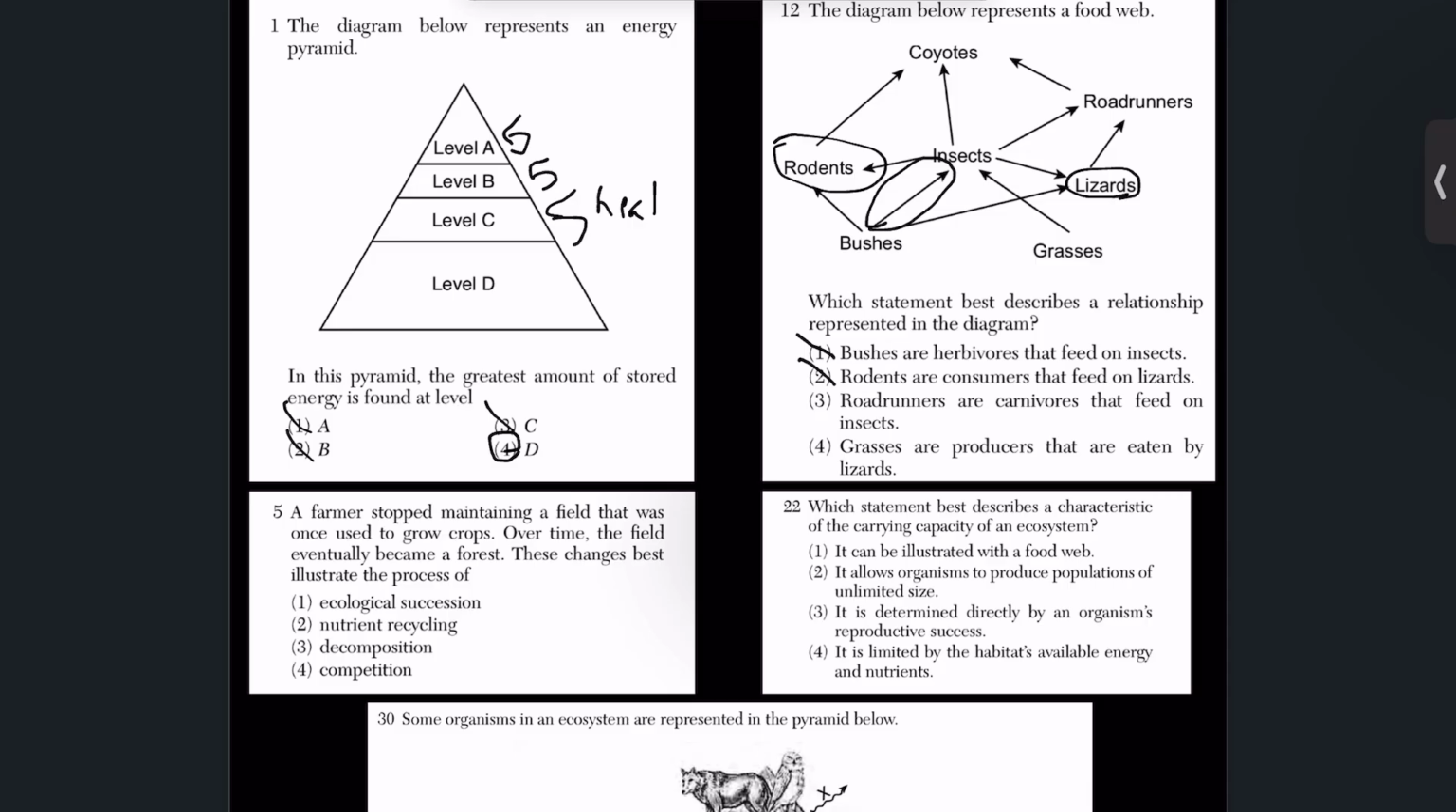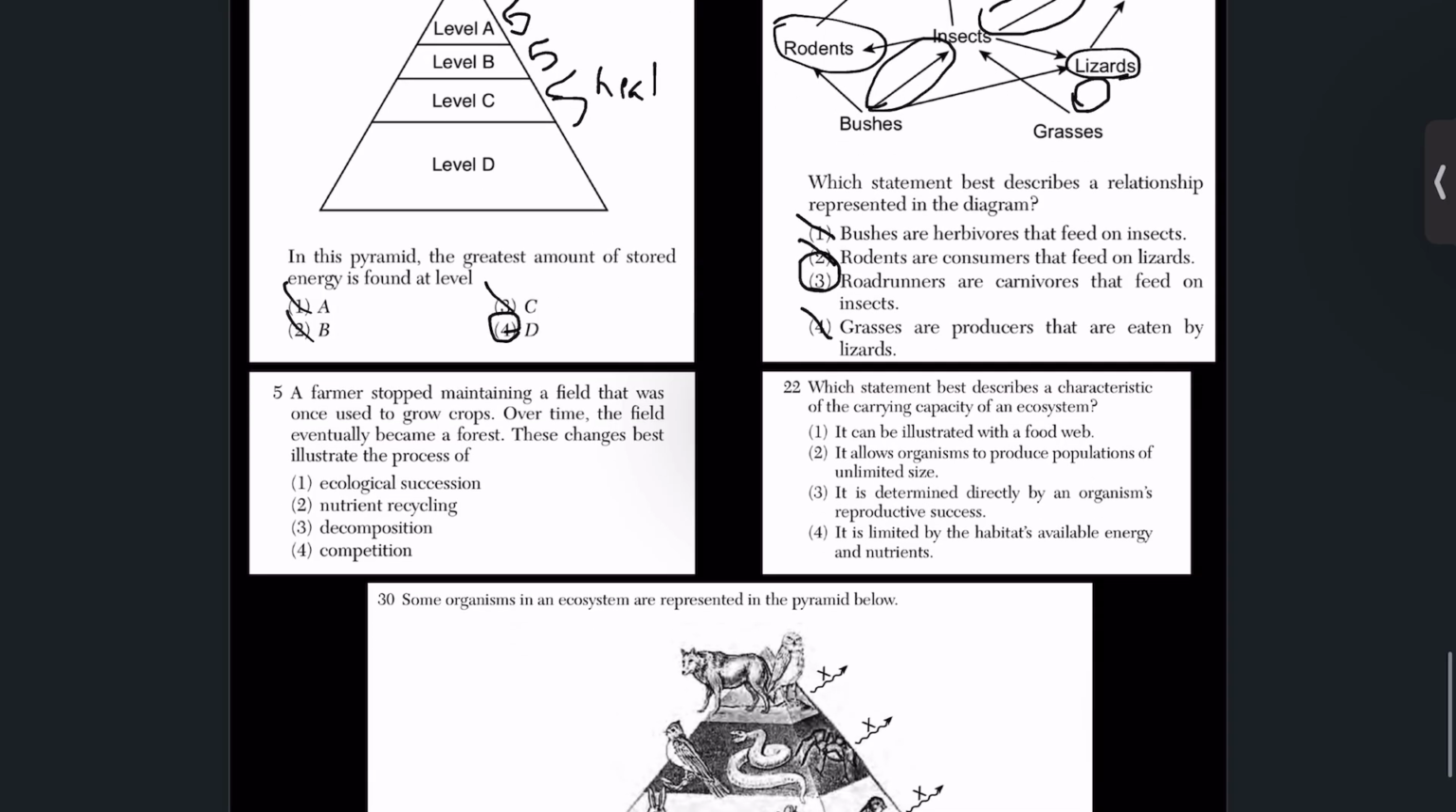Next one, we have roadrunners are carnivores that feed on insects. We can see here an arrow going from insects to roadrunners, so insects give their energy to roadrunners, and we know that insects are organisms. So this one would be our best answer, because eating another organism means that you're a carnivore, and roadrunners are carnivorous, and they're feeding on these insects. So just to be careful, we'll check number 4. We see grasses are producers that are eaten by lizards. So while grasses are producers right here, we're missing an arrow between grasses and lizards. So lizards don't directly eat grass. So number 4 would not be our answer, and number 3 would be our best.